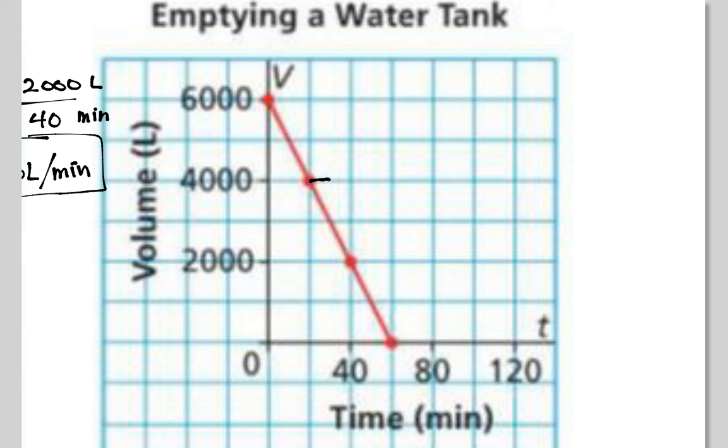Okay, so identify the two perfect points. I'm going to use these two perfect points. That's delta x. That's delta y. Okay, let's do the delta y first. It started at 4,000 and then it became 2,000. So how much did it drop by? 2,000. So delta y would be 2,000 take away 4,000.